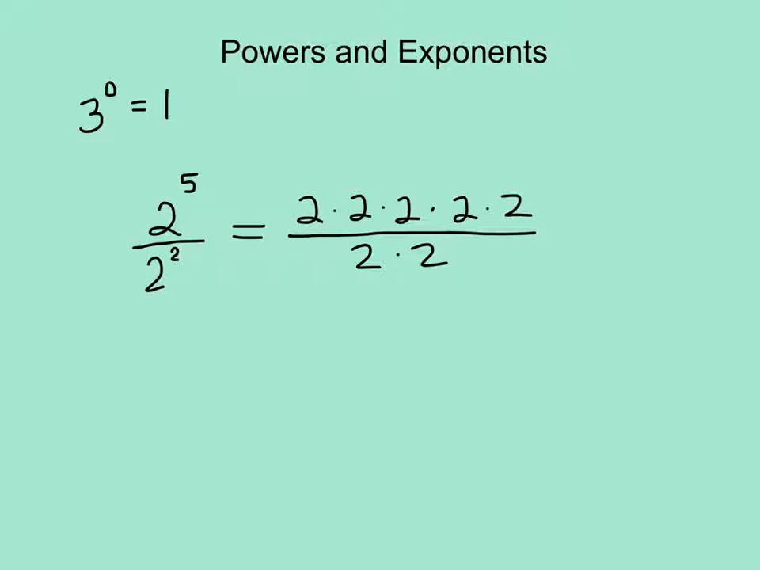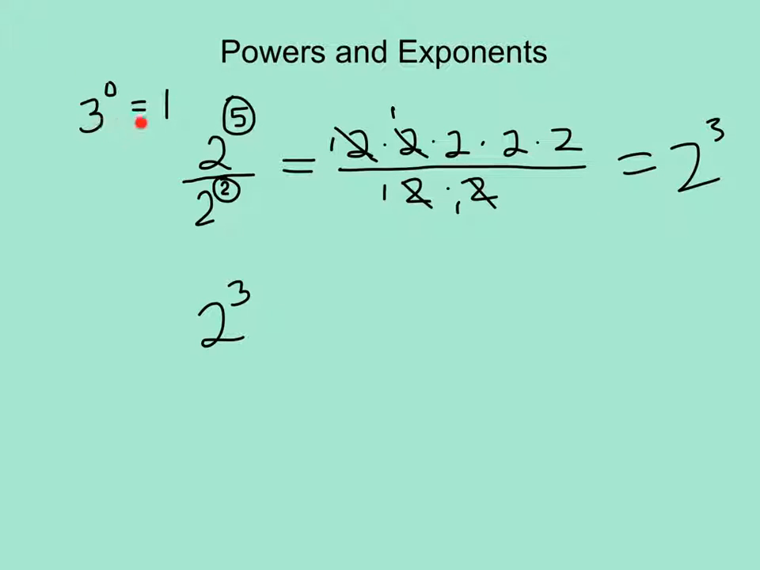Let's look at one more example here. So I have 2 to the fifth power divided by 2 squared. Okay, here's what it looks like if I write it out. And I know I could cancel out those, right? They become 1. Those would become 1. And I'm left with 2 to the third power in this. Now, if I just take my exponents and subtract them, I'm left with 2 to the third power.